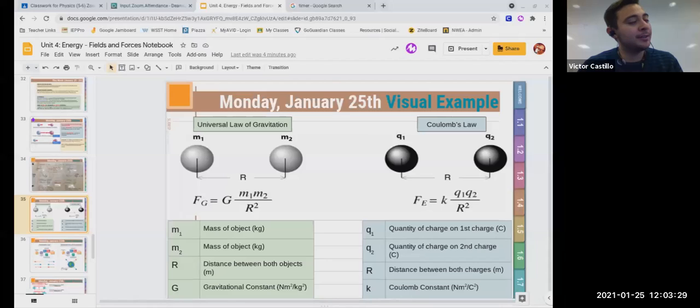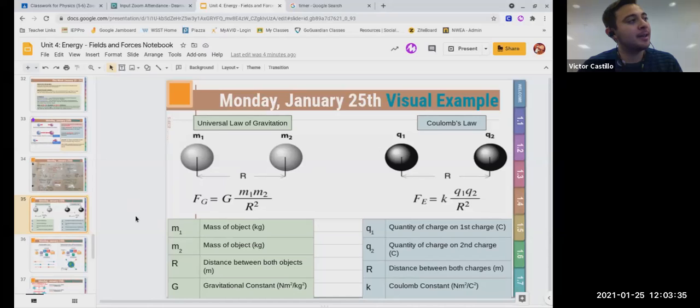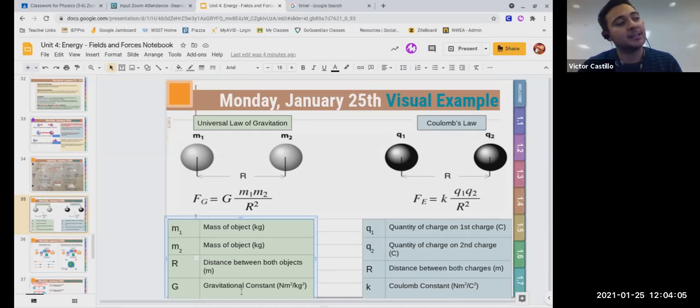So as we move to slide 35, it has a picture of both formulas. You see, both formulas are right here, and I have a description of these for you. They both kind of look the same, right? The only differences are what object we're focused on and the constant. So for the law of gravitation, m1 is the mass of an object and m2 is the mass of the other object, whereas r is the distance between both of those objects. And then the capital G is the gravitational constant.